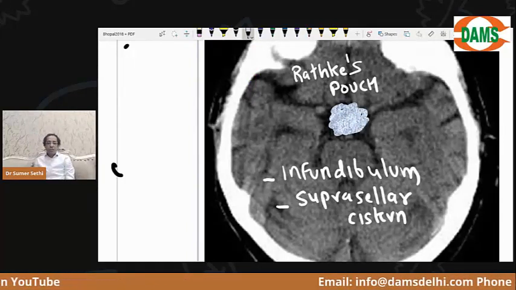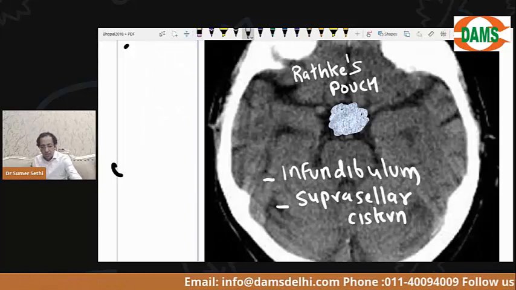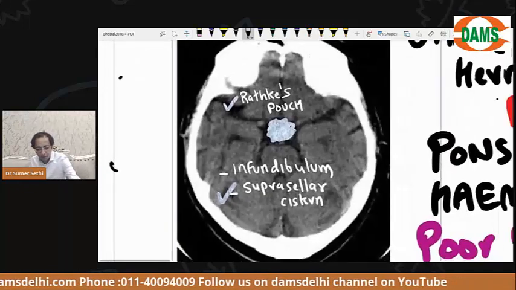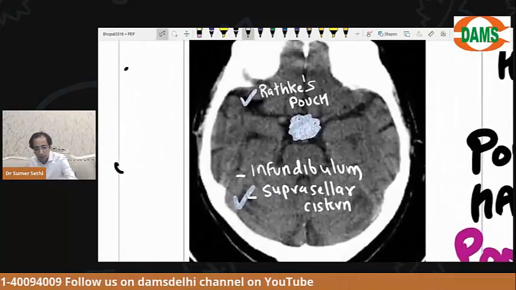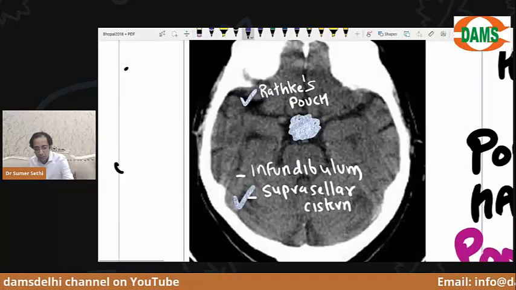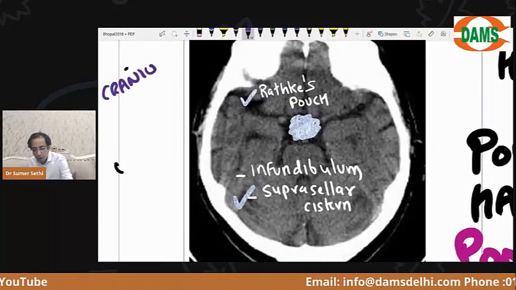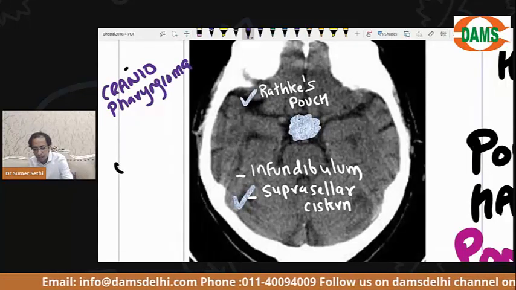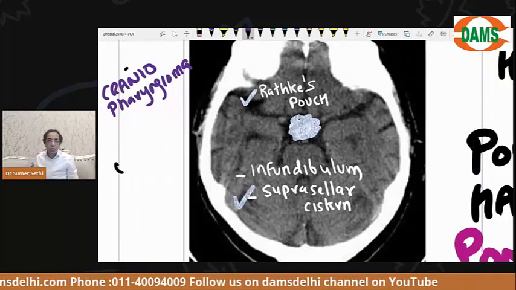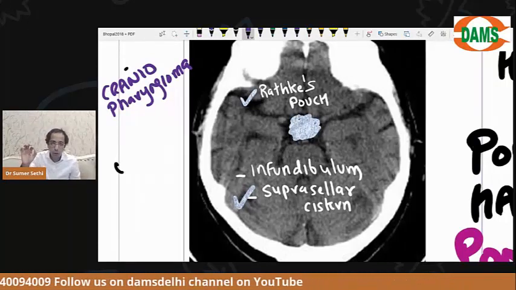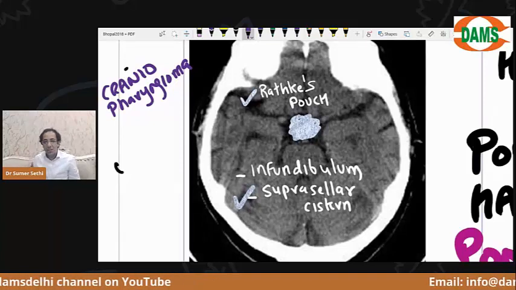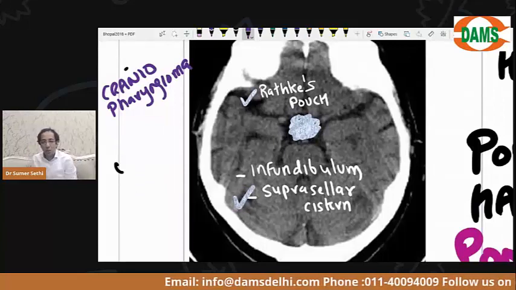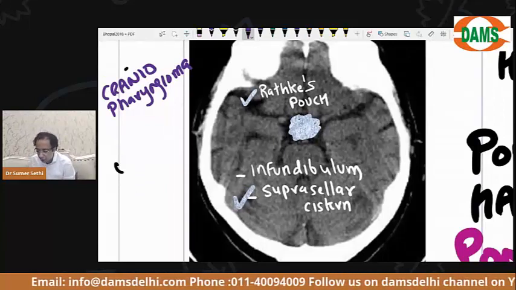Which tumor is found in the suprasellar cistern, which is known to arise from the Rathke's pouch remnant in the pituitary infundibulum? What do you call it? That is called craniopharyngioma. You might have read this in your pathology as well. Craniopharyngioma is a Rathke's pouch remnant tumor. And last year in the NEET PG exam, you had an image similar to what I'm showing you here, and you had to identify craniopharyngioma. I'll show you later how it really looks.